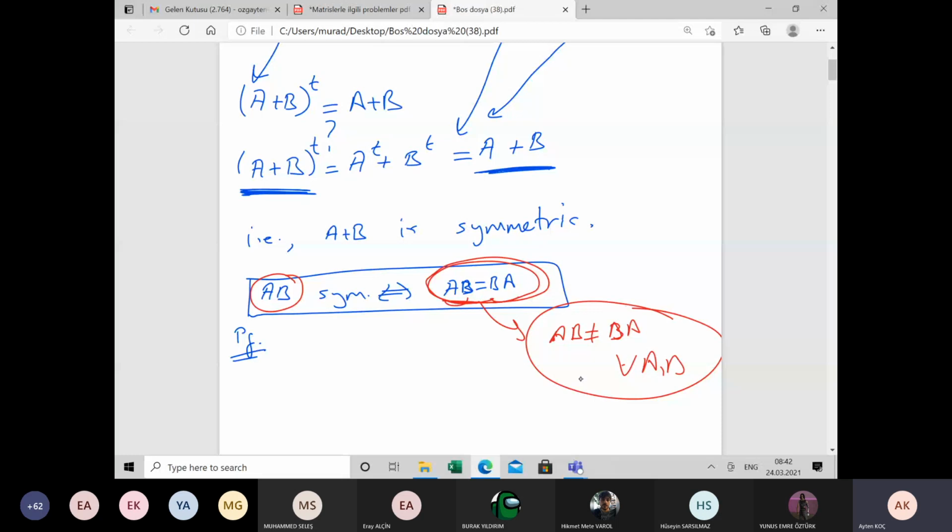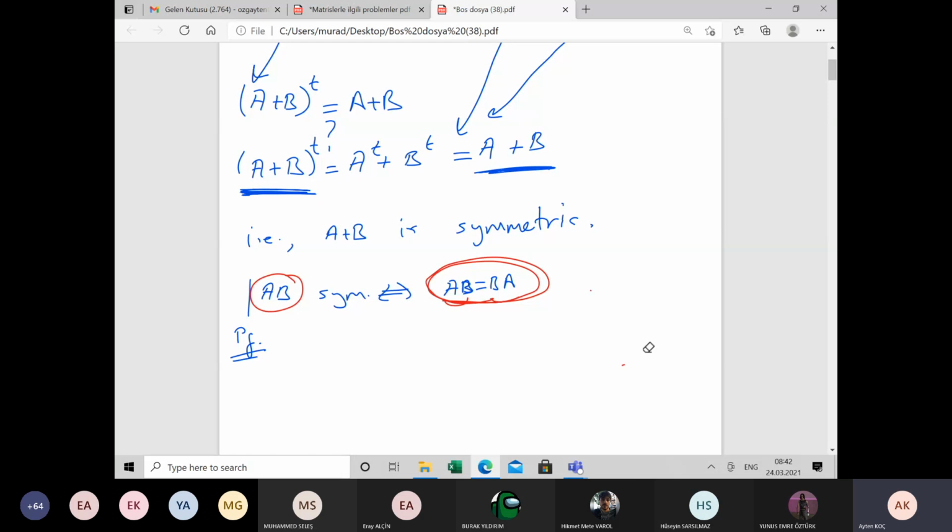So if we take the two matrices, and AB is equal to BA, then AB should be symmetric. It's an if and only if condition. Let's start from one side and get the other side. Let's assume that AB is a symmetric matrix. Our aim is to show that AB is equal to BA.